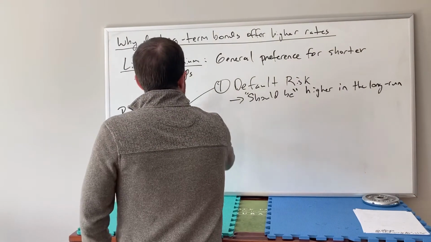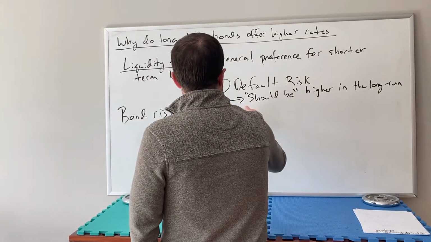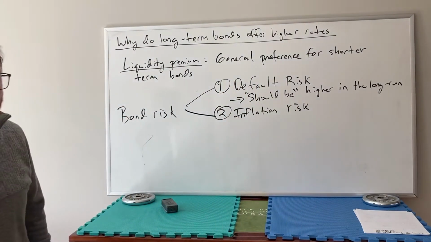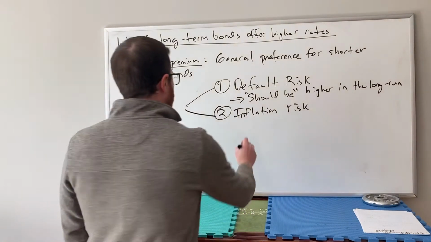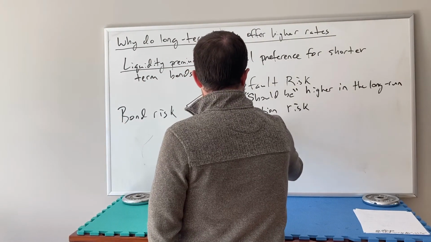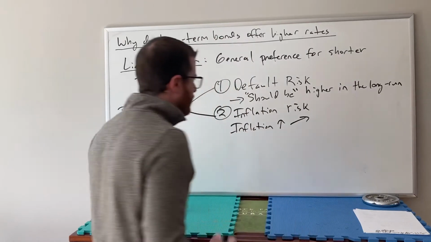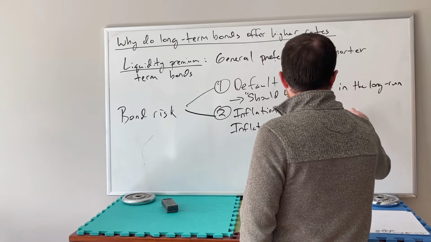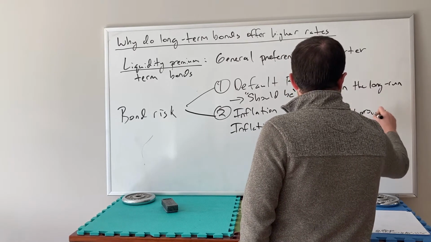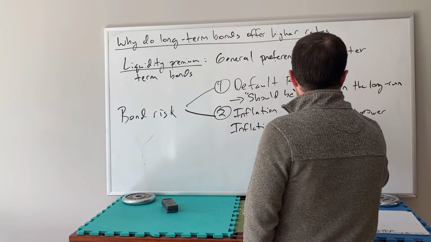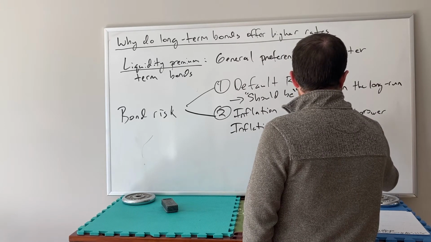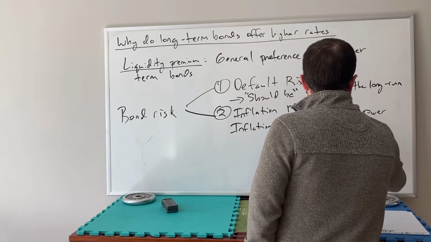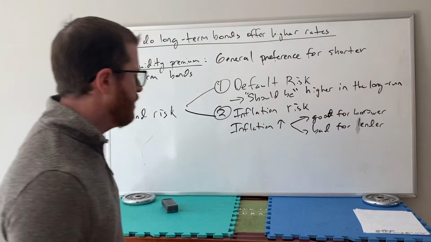When we think about bond risk, another type of bond risk is inflation, okay? When inflation goes up, that is good for the borrower, right? So it's good for the borrower, good for the person that sold the bond, but that is bad for the buyer. All right, the lender, the person that is buying the bond, it's bad for them, okay?